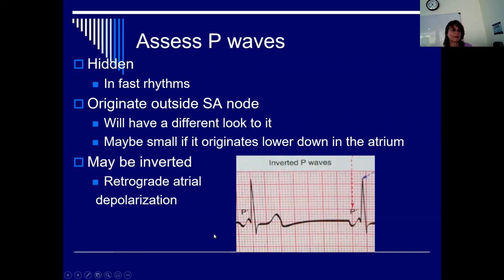So looking at the P waves on here, you see how they're upside down. When P waves are upside down, it tells you that instead of the SA node starting the depolarization, the impulse starts at the bottom of the atrium and works its way back up to the top. And when it does that, it looks upside down on the EKG tracing. So an upside down P wave tells you that the atria depolarized bottom to top.